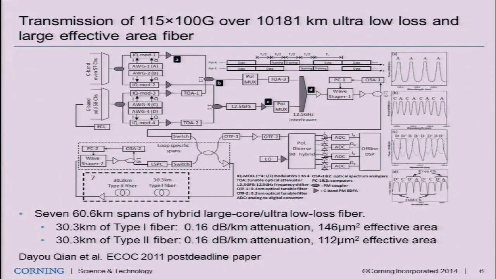I just want to show a quick example of using this ultra low loss fiber for transmission. This work was done in collaboration with NEC. In this experiment, we use two ultra low loss fibers. The first one is about 150 micron squared effective area. The second one is about 112. Both fibers had a similar attenuation of 0.16 dB per kilometer.